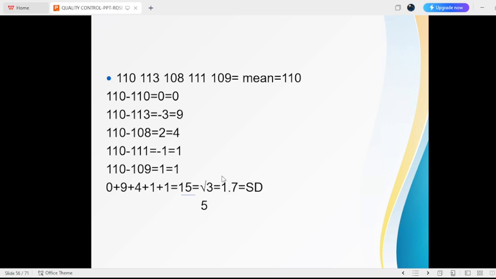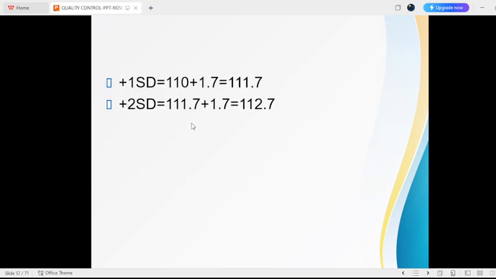So now we got the SD value. From the SD value and the mean value, we have to calculate 1 SD and 2 SD. We already know our mean value is 110. We add the SD value 1.7, so we get 111.7. That is the plus 1 SD. For getting minus 1 SD, we have to subtract 1.7 from 110.